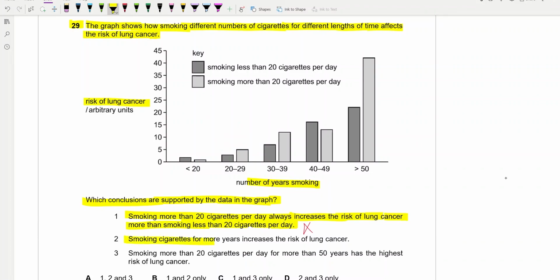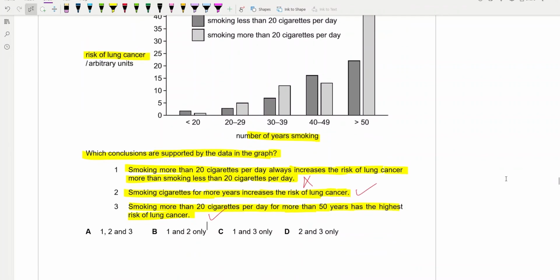Number 2. Smoking cigarettes for more years increases the risk of lung cancer, which seems correct. Number 3. Smoking more than 20 cigarettes per day for more than 50 years has the highest risk of lung cancer, which seems correct. So the options are option A 1, 2 and 3, option B 1 and 2 only, option C 1 and 3 only, option D 2 and 3 only. The correct option would be option D.